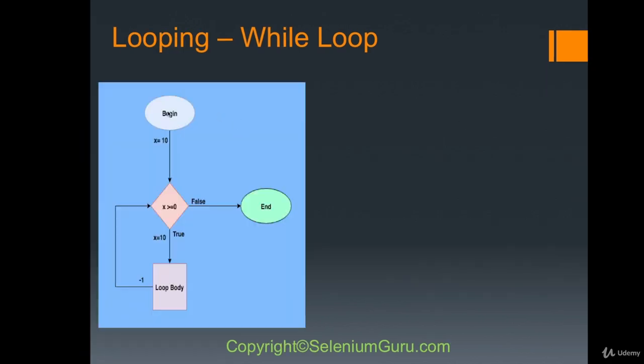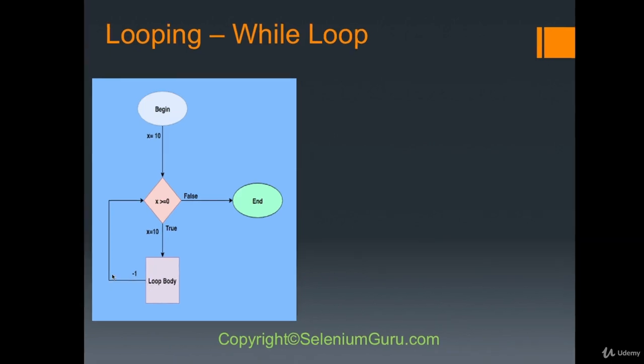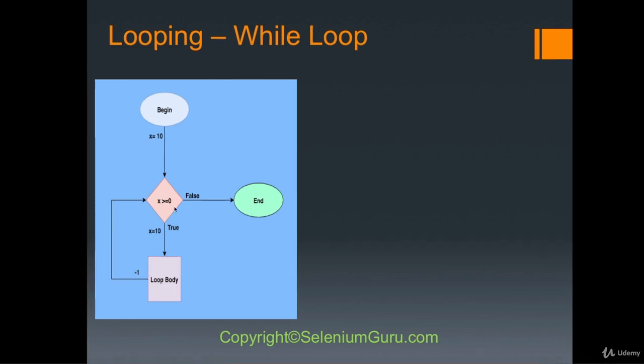So let's take this example here. I've got x equal to 10, right? I declared this x variable, which is an integer, and initialized it to 10. Then I have this condition here, which says if x is greater than or equal to 0, I want to execute this loop code here, decrementing this x variable by 1.